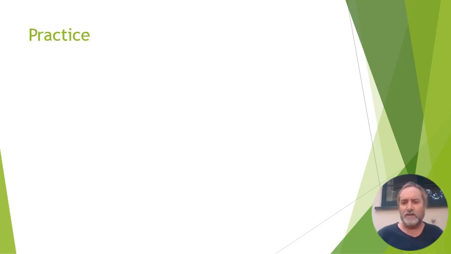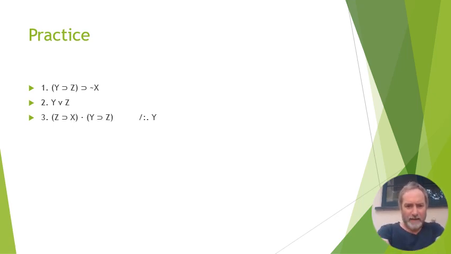So let's practice a little bit. We've learned a couple more rules. So here's a proof you might be asked to do. We've got our first premise is a conditional, right? The antecedent is itself a conditional. The consequent is not X. We've got a disjunction on premise 2, Y or Z. Line 3 is a conjunction, right, of two conditionals. And then we want to get Y on its own for the conclusion, right? So how could we do that?